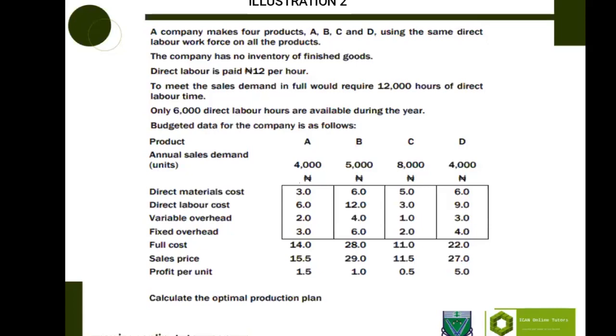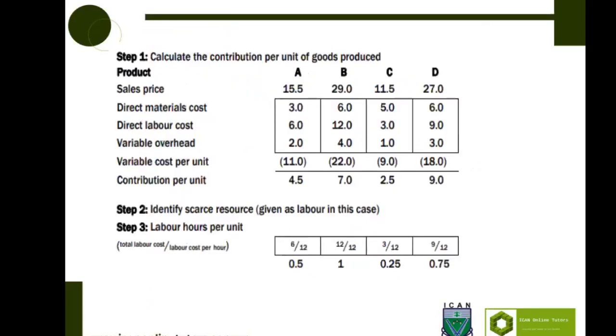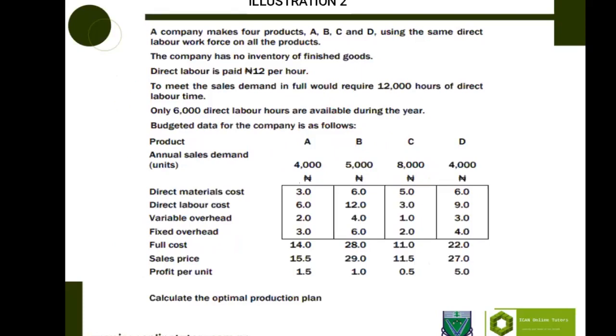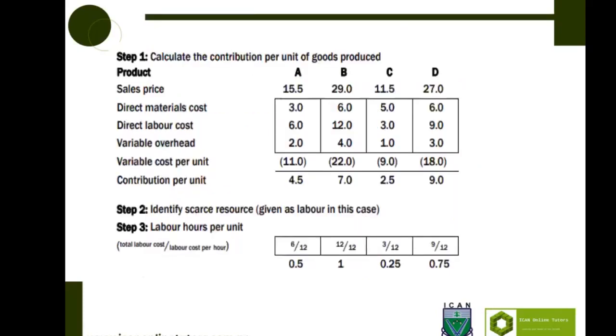So we have to calculate the optimal production plan. Okay, so the first step is to calculate contribution per unit of goods produced. Remember that contribution is sales minus variable cost. So the sales price is 15.5, which is in the equation that we've been given, and then direct material cost here has been given for each of the items.